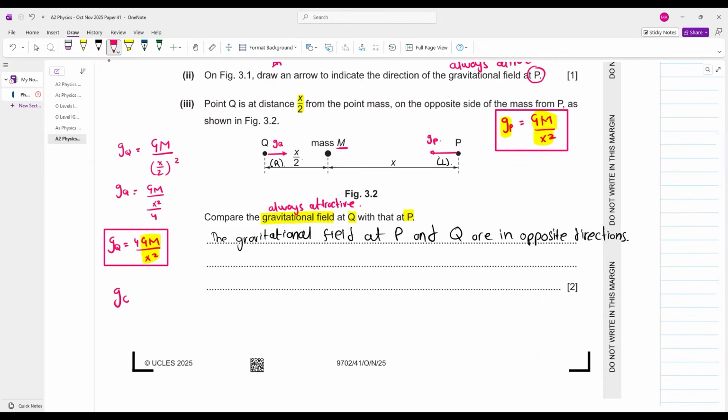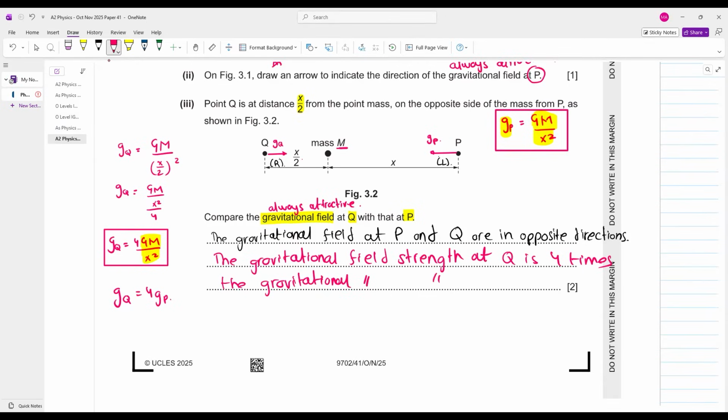So you can say that the gravitational field strength at Q is 4 times the gravitational field strength at P. You can write this: the gravitational field strength at Q is 4 times the gravitational field strength at P. Simple.